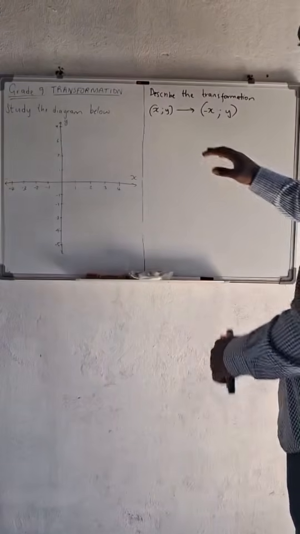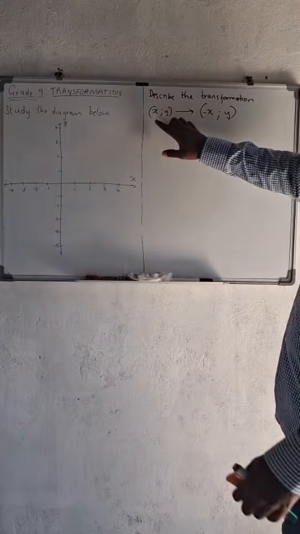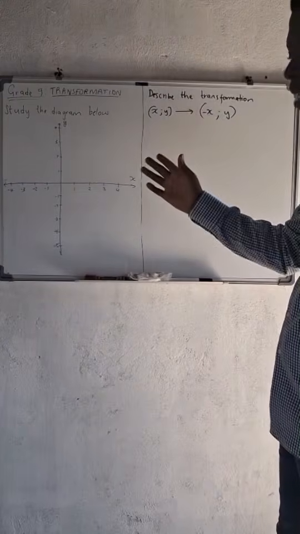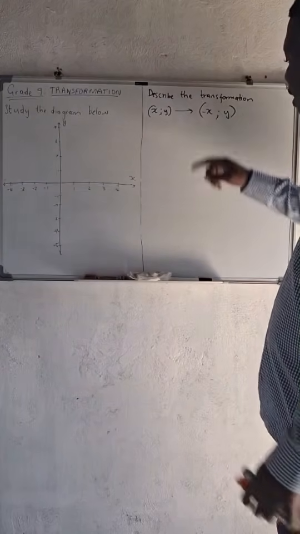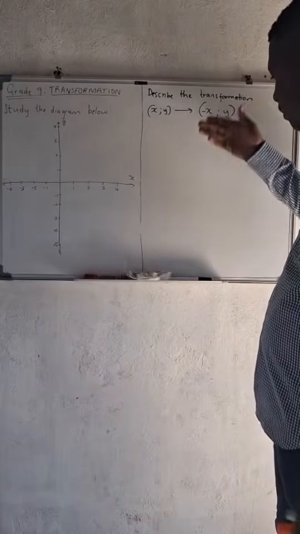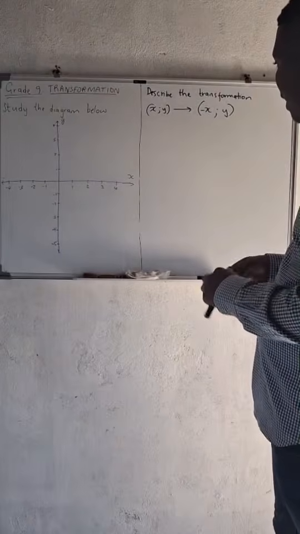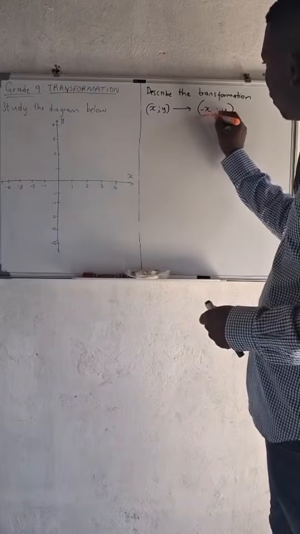Grade 9 base. Right, so describe the transformation. So they've given us the rule, (x, y): any point you write it in terms of (x, y), so it doesn't matter, but what is important is that this point transforms to (-x, y). So what does this mean? Only the value of x changes.